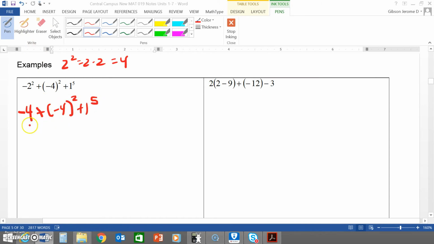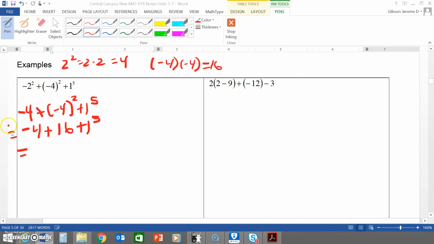Now we're still not done with the exponents. So we would take this parenthesis -4 squared. Now this is a little different than the -2 was, because we're taking -4 in parentheses times -4 in parentheses. That will give us a positive 16. So it'd be -4 plus 16 plus 1 to the 5th power.